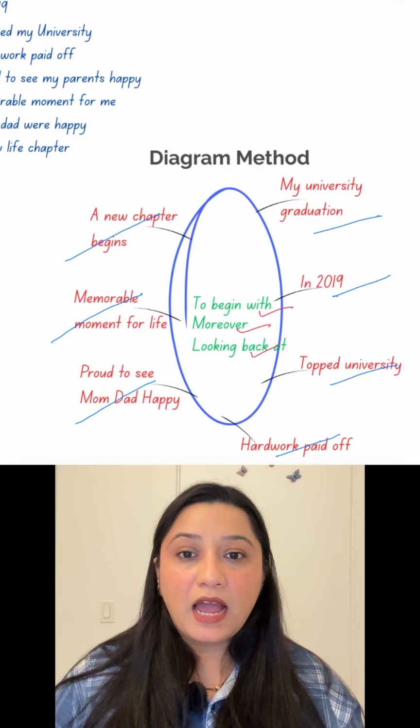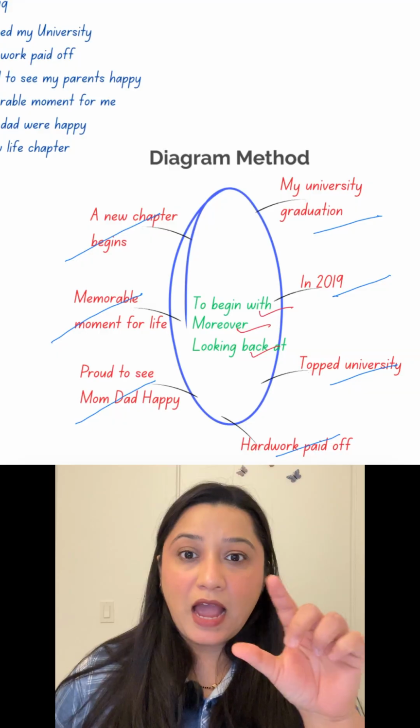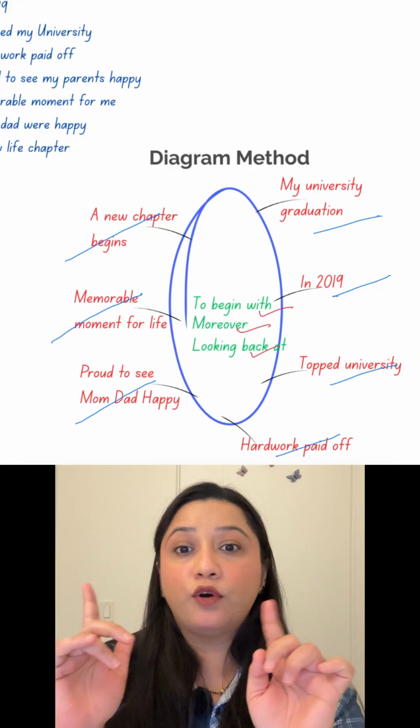look at it, because my eyes don't have to go in steps. My eyes can stay at one position. I just have to roll my eyes, which is easy. To begin with, something that made me feel proud was actually my university graduation. That was in 2019. It was the proudest moment of my life, because I had worked incredibly hard for this degree. And when I found out that I had topped my university, I was overwhelmed with joy.